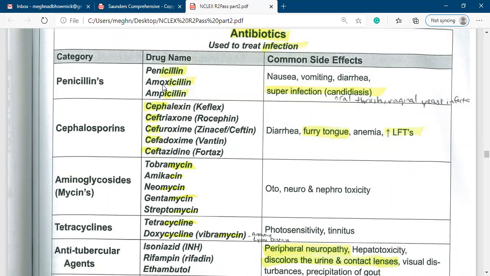What does it mean, narrow spectrum or broad spectrum? Narrow spectrum means the antibiotic works against only gram positive bacteria or only acts on gram negative bacteria. But the broad spectrum antibiotics work against gram positive and gram negative both. Like amoxicillin is a broad spectrum antibiotic, right?